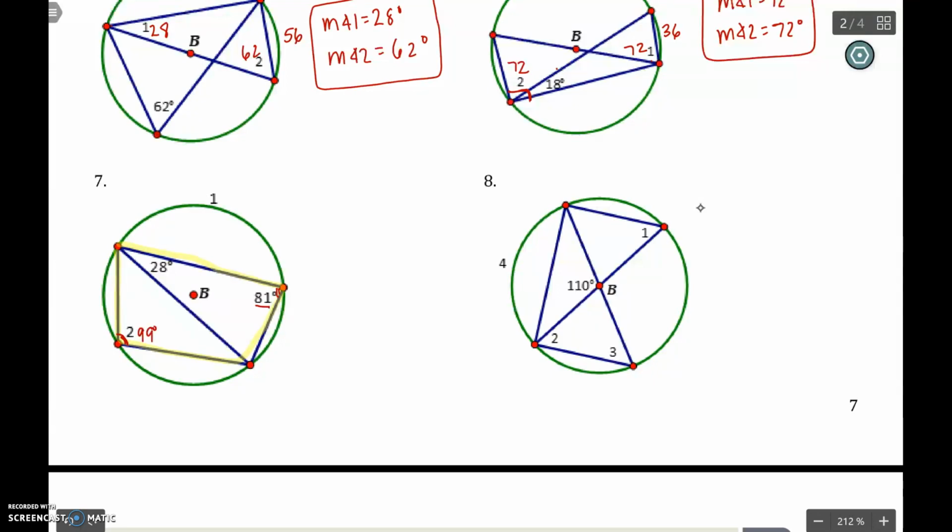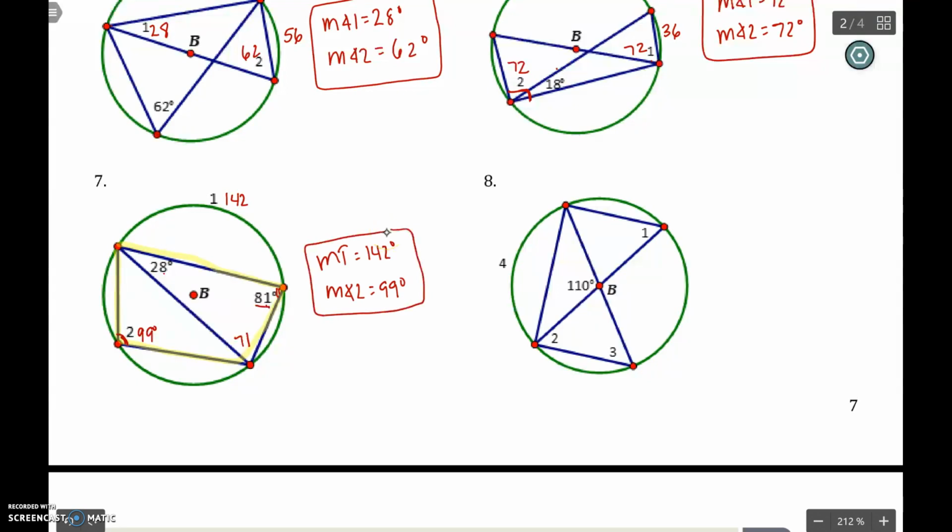To get arc 1 now, I'm going to use a few different things. I've got a triangle inside here with the 81 and the 28, and if I subtract those from 180, I will get that the missing angle here is 71, and then if I double it, I can get 142 for that arc since the 71 is inscribed to it.